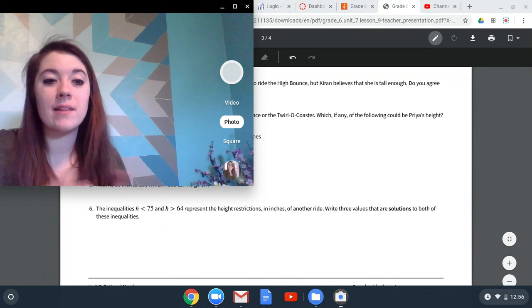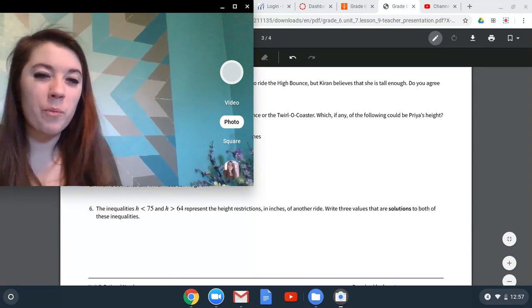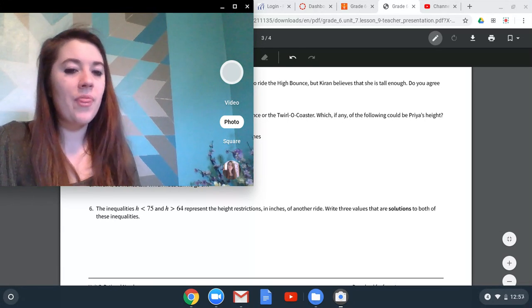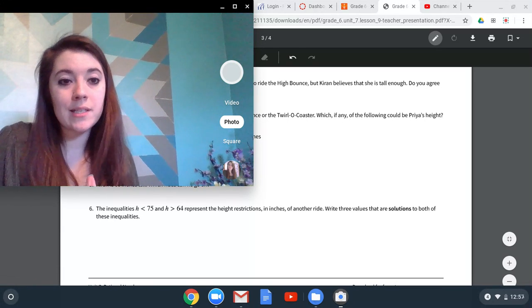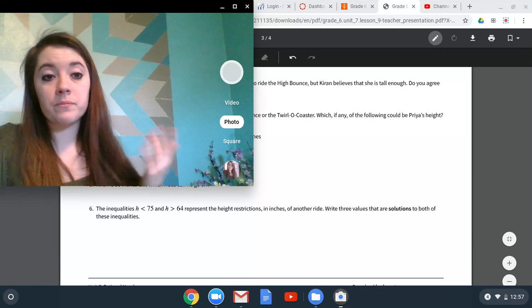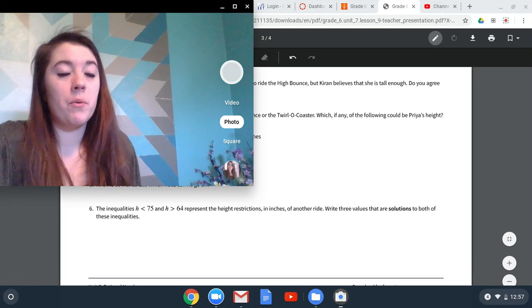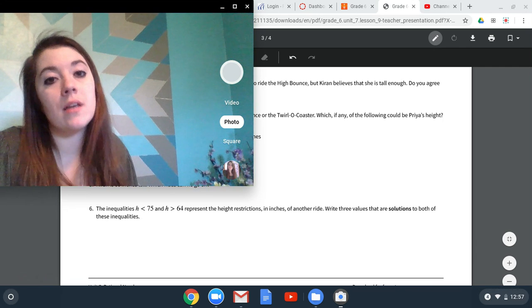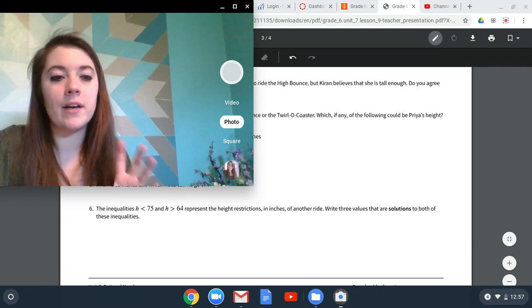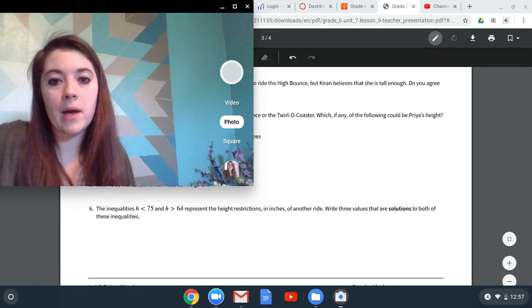So it all depends on how to interpret it. Being as it didn't explicitly say that we have to include it, with the way we graphed it, the cousin wouldn't be high enough to ride there. But if we decided that we were going to include those endpoints, then yes, the cousin would be able to. So that's kind of an interesting question to think about.